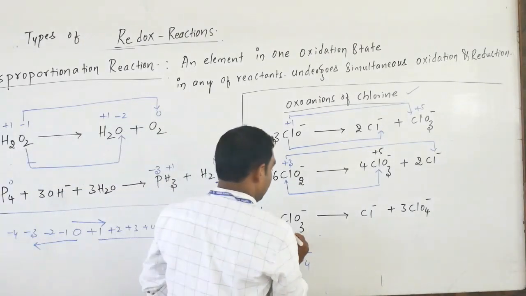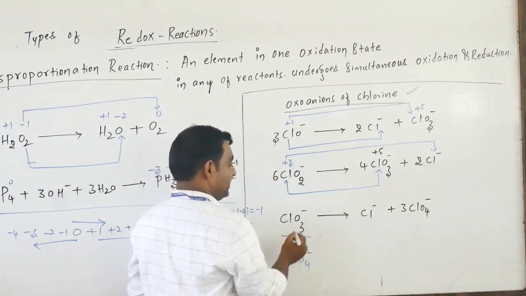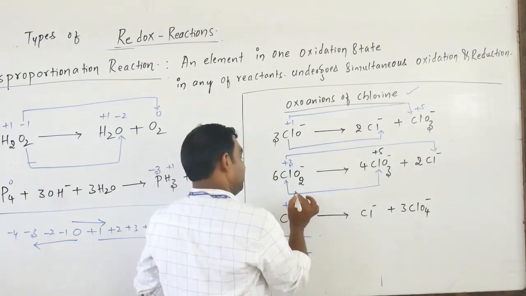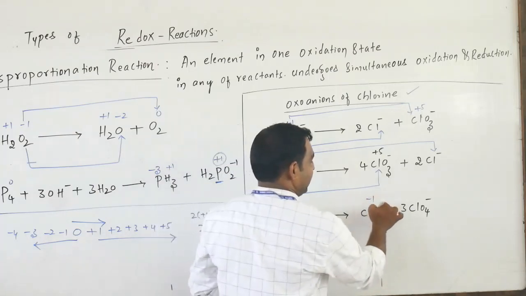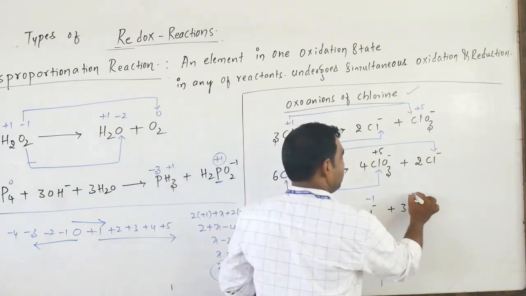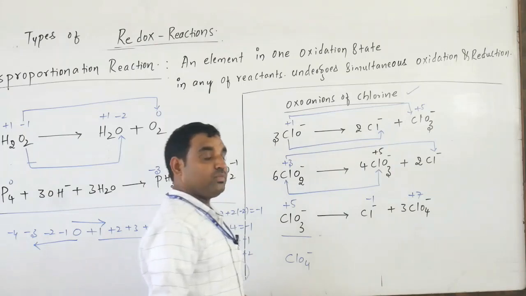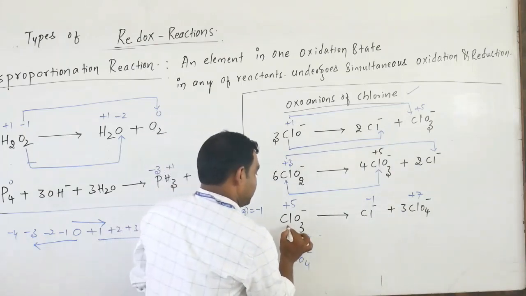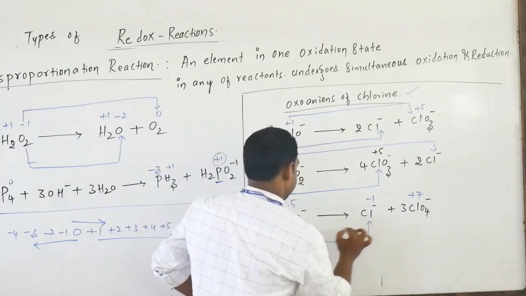And here one more oxo ion is ClO3-, which has a +5 oxidation state. Here it is -1 and here it is +7. Now Cl +5 is converted into -1.